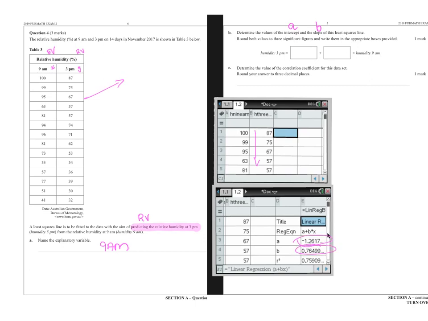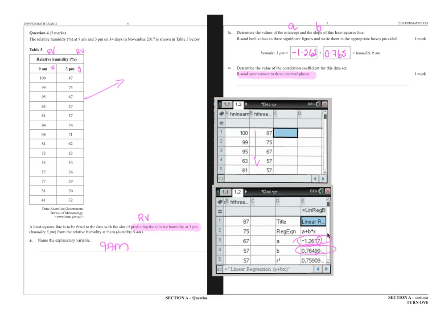Now I'm going to be really careful, and look, it says 3 decimal places. You need to be really careful because sometimes they're going to say significant figures and sometimes they're going to say decimal places. So they're saying 3 decimal places, so I'm going to go negative 1.262 because that would round it up. And the b value is 0.765 because that 9 would round the 4 up.